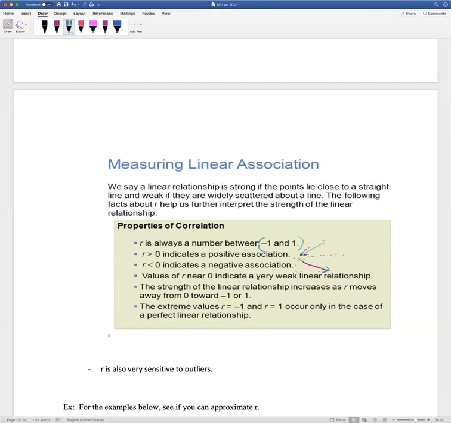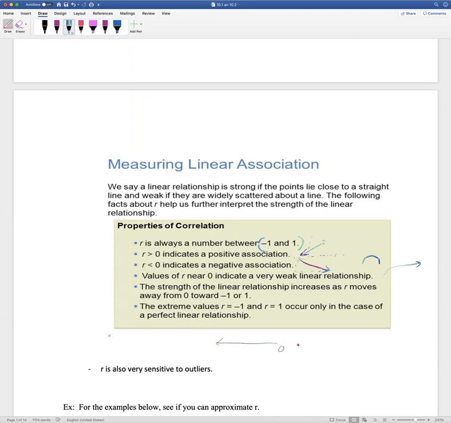Values of R near 0 indicate a very weak linear relationship. Now again, it can be some other type of relationship as we saw above. It can be this kind of semicircle type of relationship. We could have a logarithmic type of relationship, an exponential relationship. It just means it doesn't form a line. That's all that's telling us, that if you look at these dots from our data, it doesn't form anything that's linear.